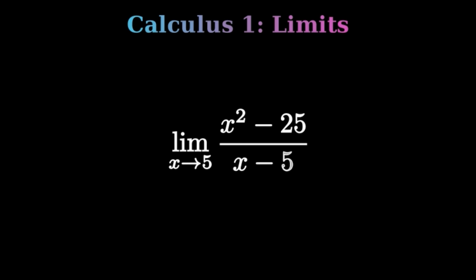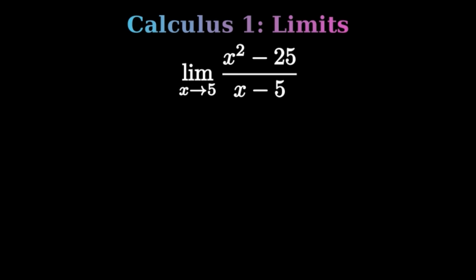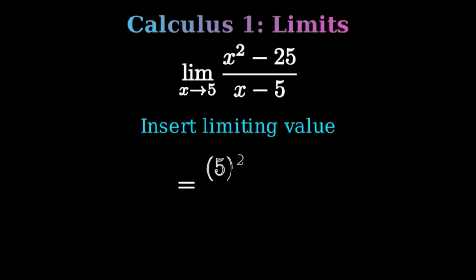Let's get started. So today we are looking at the limit as x approaches 5 of x squared minus 25 over x minus 5. The first thing we're going to want to do is attempt to solve this by inserting the limiting value. Basically, that number that x is approaching, we're going to put in place of x. Everywhere you see an x, you insert it. So that equals 5 squared minus 25 over 5 minus 5.